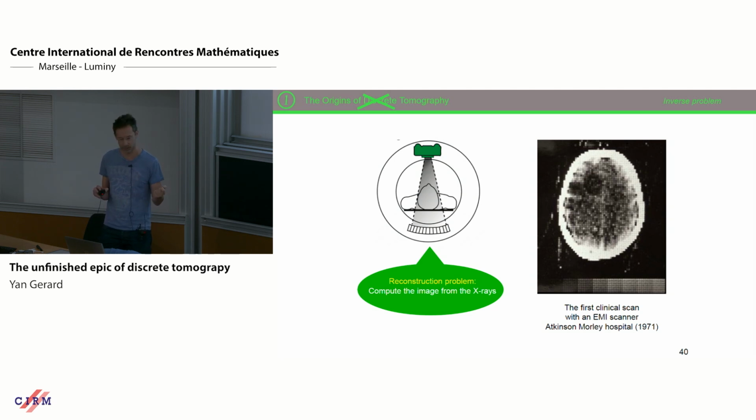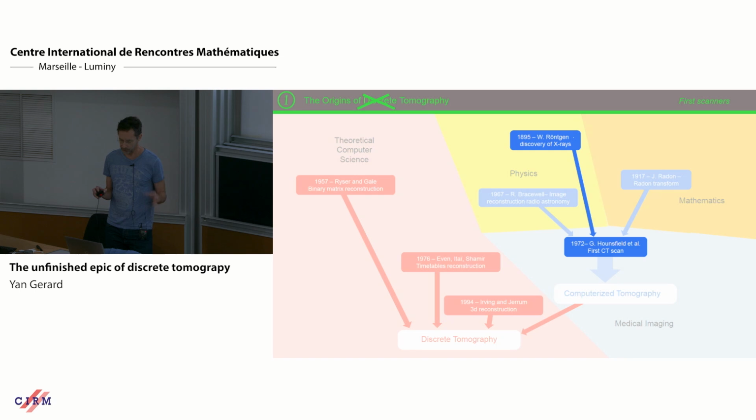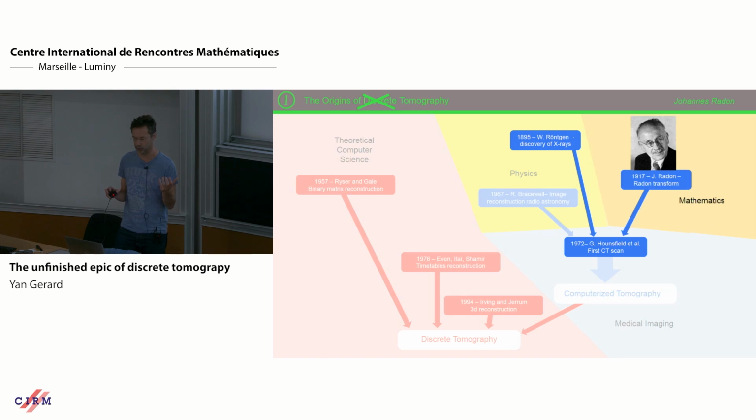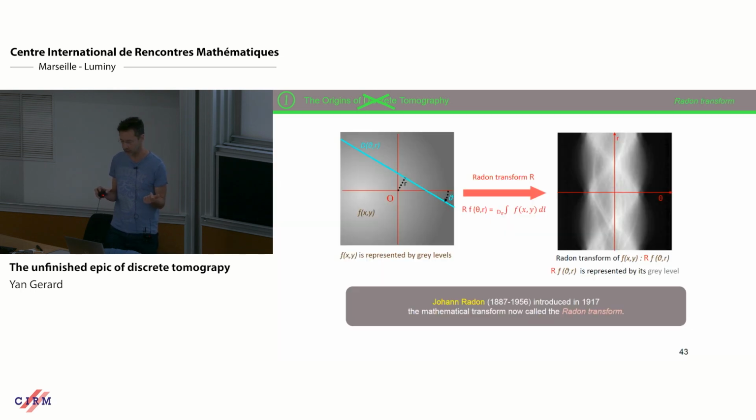You have to solve an inverse problem to reconstruct the image coming from the X-rays. And on the right, you have the first clinical scan with the EMI scanner. When people thought about this problem, in fact, there was previous work in mathematics dealing with it. It's the work of Radon.